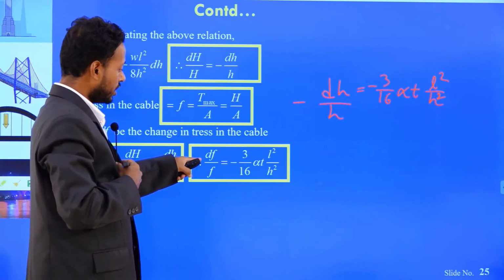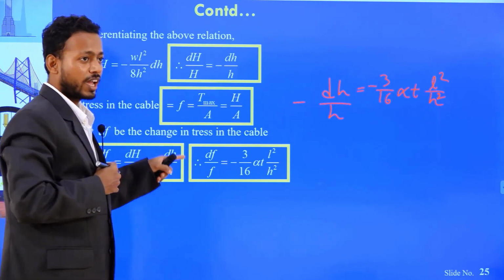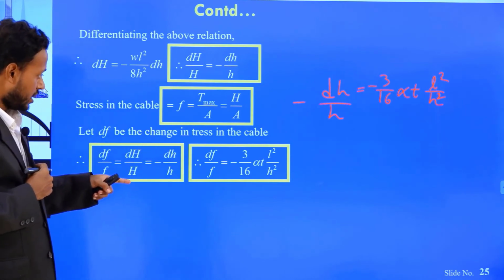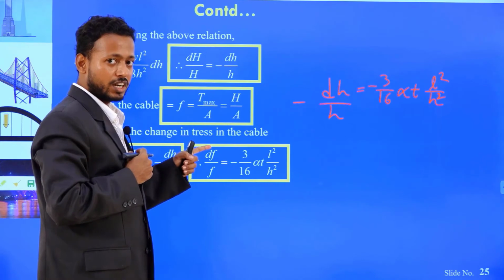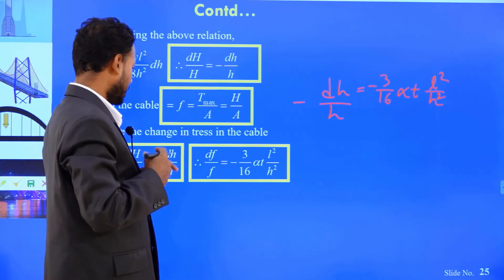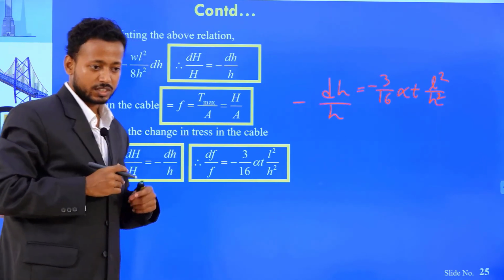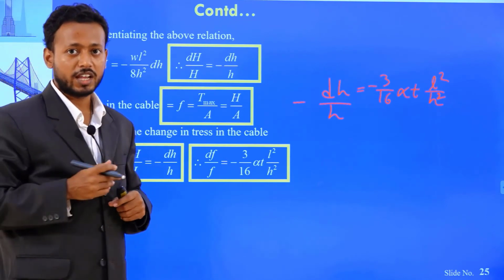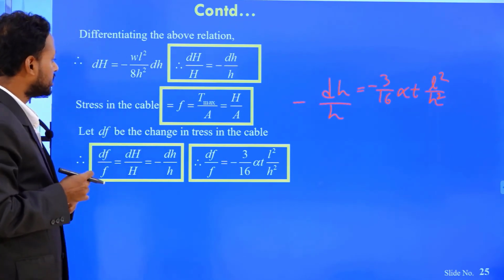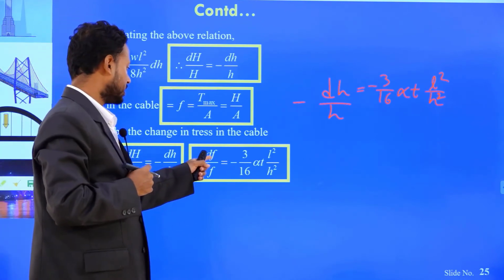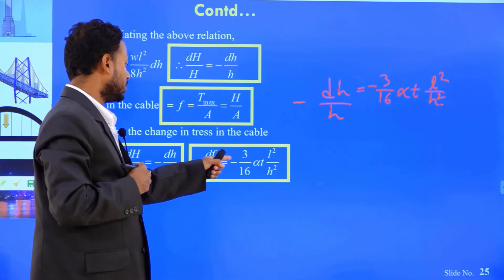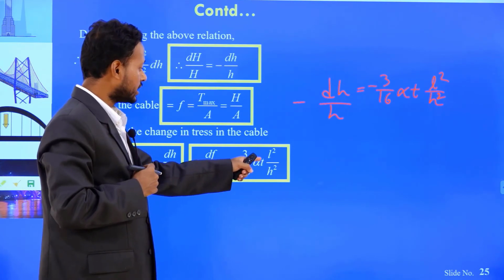So using this expression we can find out any stress change due to the temperature in the cable. In other words, due to the temperature rise, what will be the change in stress in the cable? We can determine as DF by F equals 3 by 16 alpha T L square by H square.